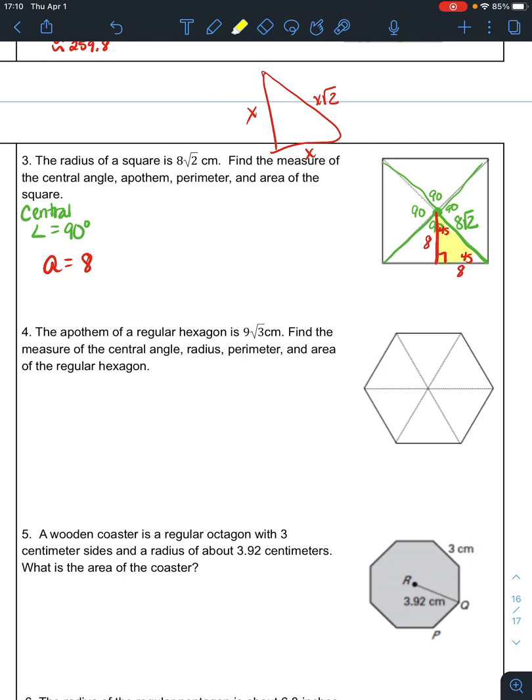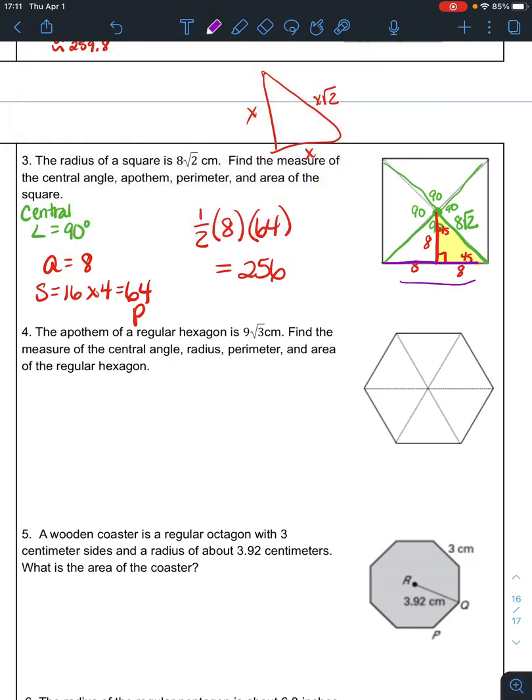The perimeter, well, remember if we look at this little triangle right here, that little triangle gets doubled and flipped on the other side, so that's also 8. So my side length will be 16. There are 4 of those, so my perimeter will be 64. So the area of the square, if we use 1/2 AP, it's 1/2 of the apothem times the perimeter, which is 64. So we get that the area is 256.